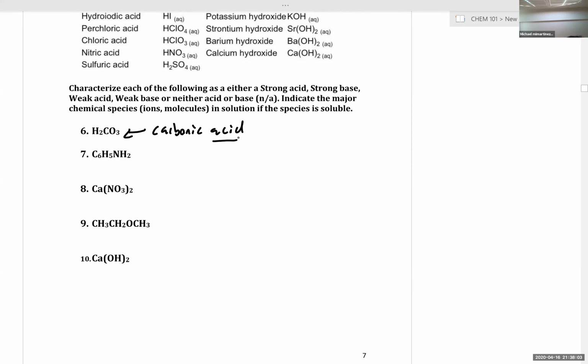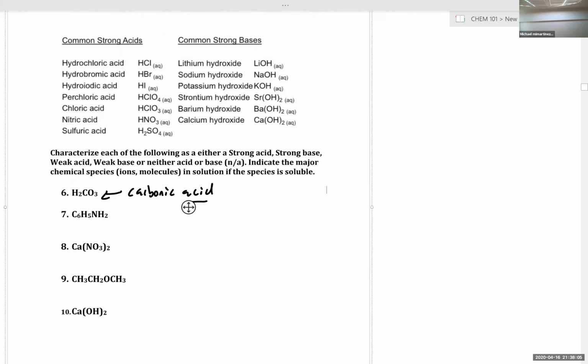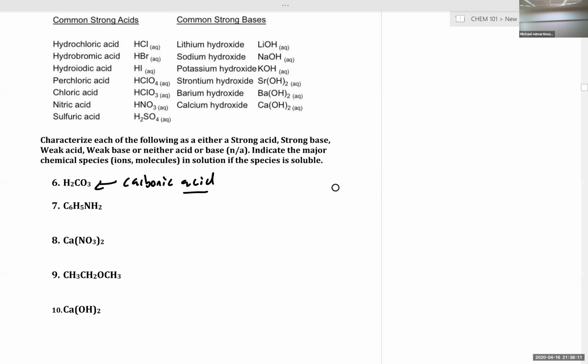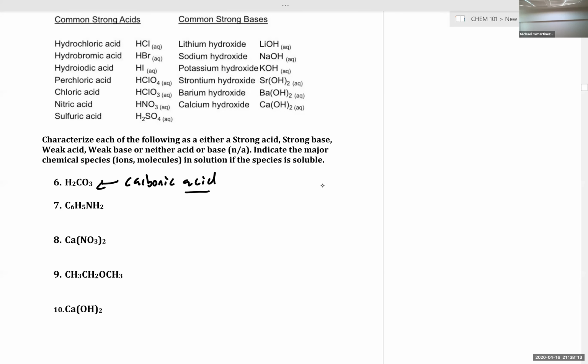So we've clearly established just from the name alone that it is in fact an acid. Now, is it on our list of strong acids? Is carbonic acid a strong or a weak acid? Weak, yep, it's a weak acid. Ergo, would we expect mainly ions or molecules in solution? Molecules, exactly right.